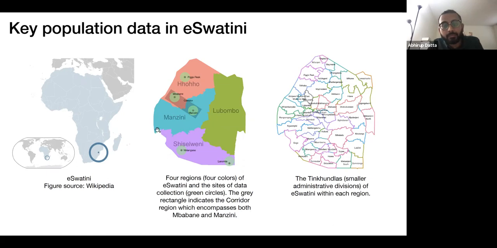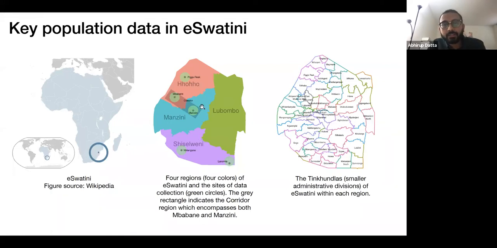So this is a map of Eswatini. Each color represents a different region. There are 4 regions in the country, and we had data from 5 sites in the country. As you can see, these 2 belong to the Hhohho region. Manzini belongs to the Manzini region. These bottom 2 belong to the Shiselweni region.